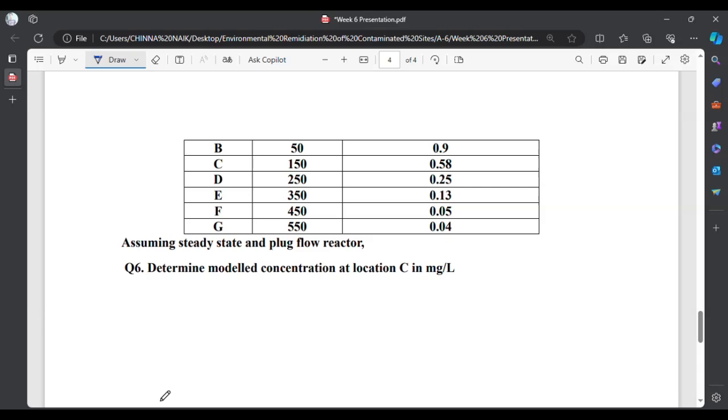What they are asking now: determine the model concentration at location C. At location C the horizontal distance is 150, and the given trichloroethylene concentration is 0.58. So how will we calculate? I'll go to the Excel.